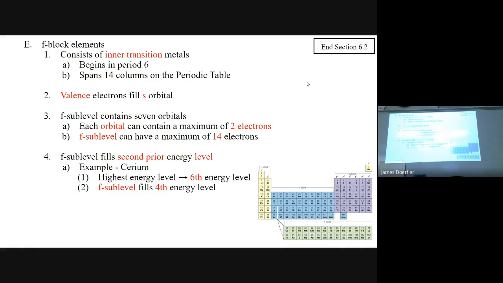And in a similar manner to the D block, the F sublevel is going to fill the 2nd prior energy level. So cerium, again, its highest energy level is the 6th energy level. That's where you'll find the valence electrons. But as you fill in the F sublevel, it'll be in the 4th energy level. So a nice little review over what we discussed in chapter 5. Again, make sure that all of these are completed for tomorrow's homework check.